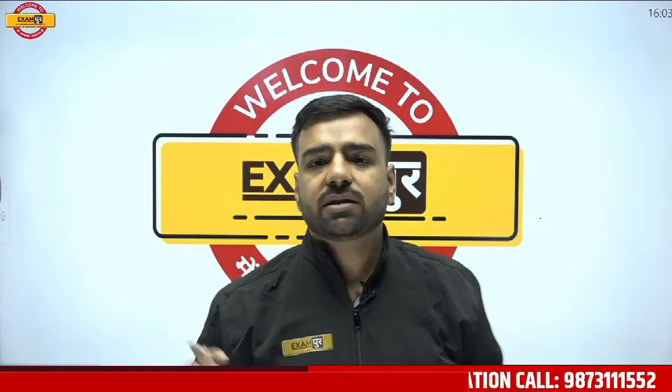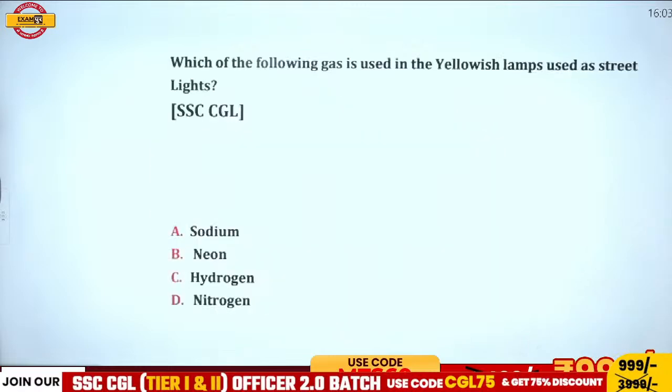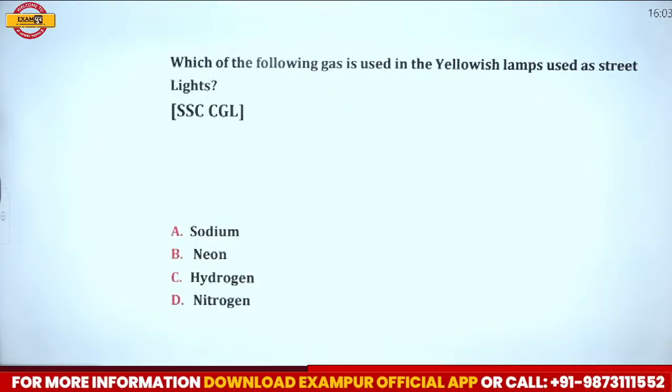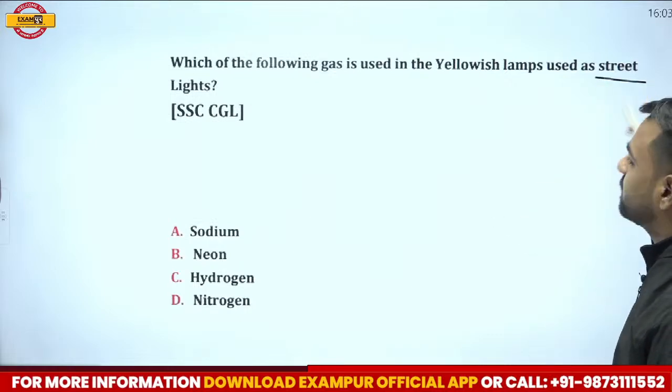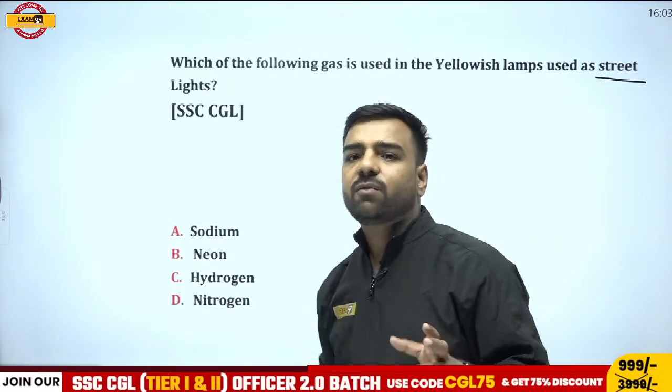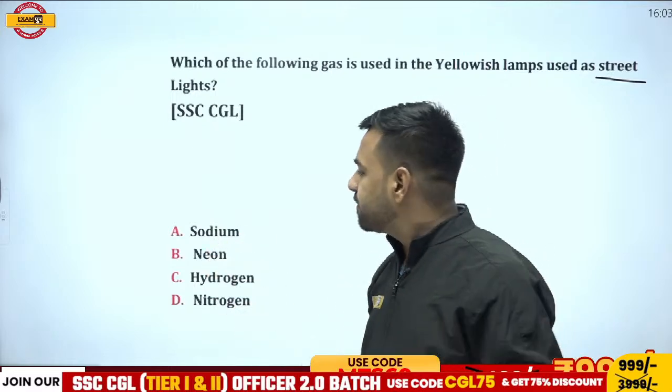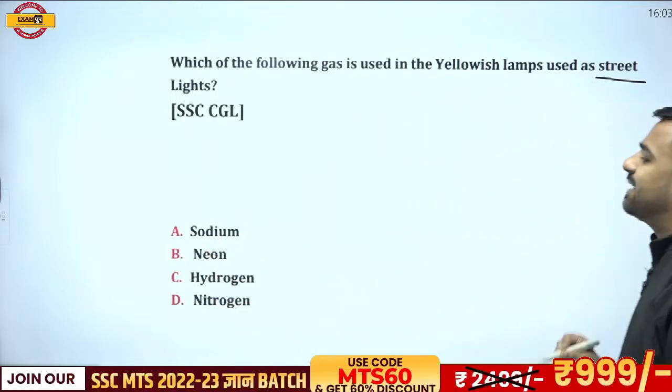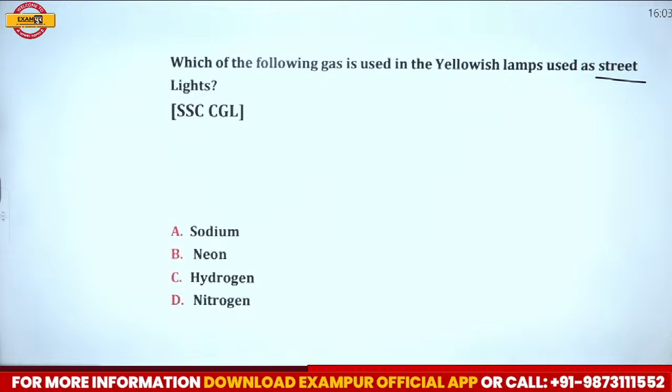So yes, there's a first question on the screen and the question is, which of the following gas is used in the yellowish lamps which is used as street lights? So we might have seen those street lights which are giving you yellow color. So it is because of what? Is it because of sodium? Is it because of neon? Is it hydrogen or is it nitrogen?